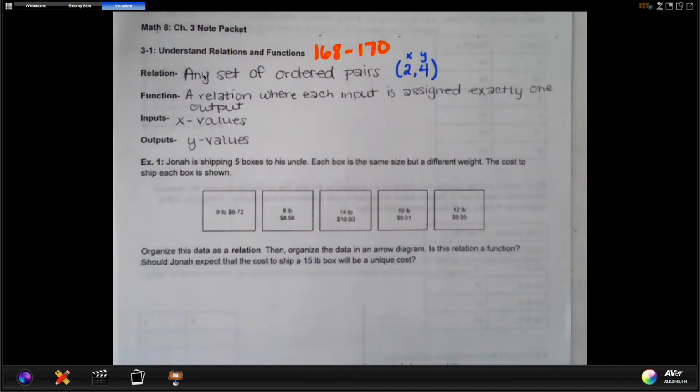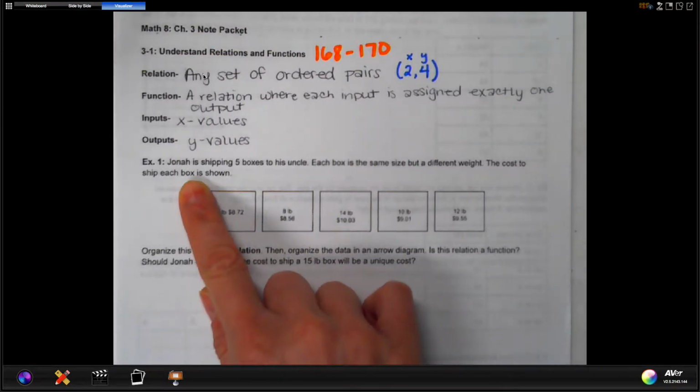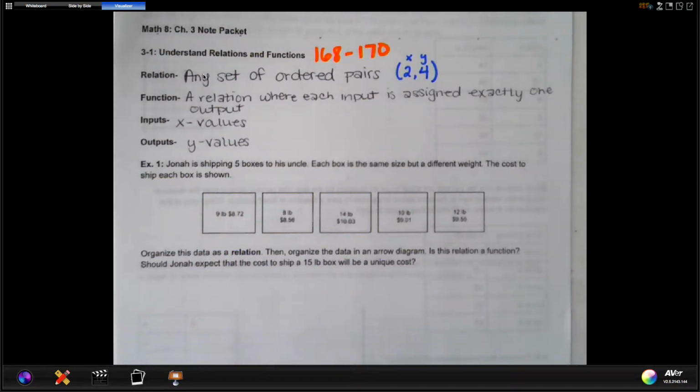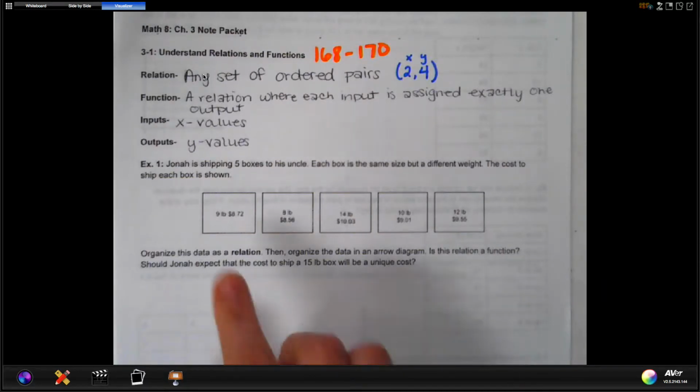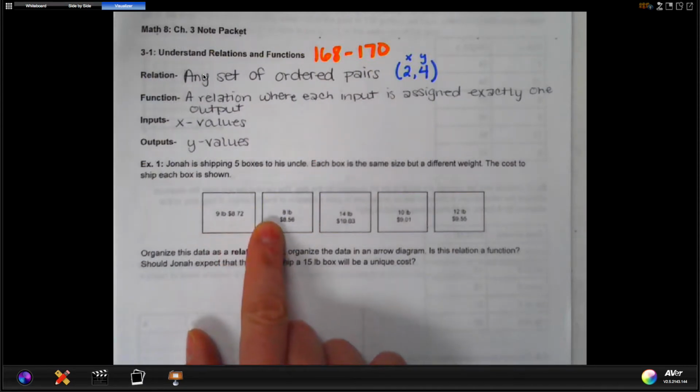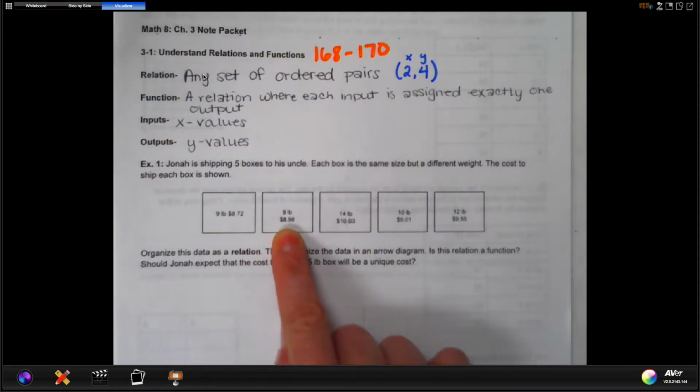Okay, example 1, and you can find this in your book as well. I believe it's on page 168 or around there. Jonah's shipping 5 boxes to his uncle. Each box is the same size but a different weight. The cost to ship each box is shown. So down here, if it's 9 pounds, it costs $8.72. 8 pounds is $8.56, and so on.